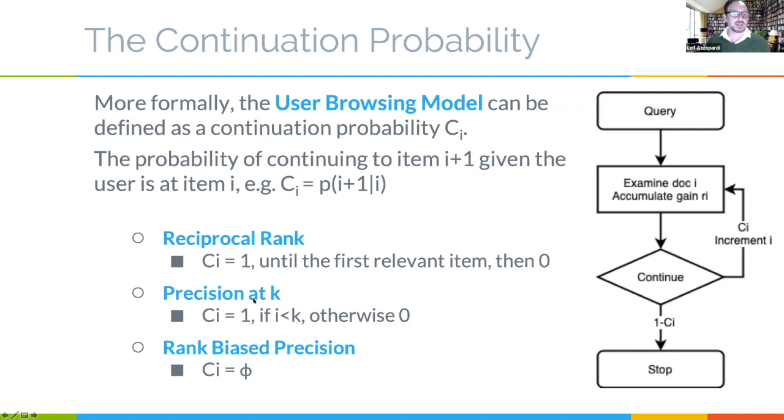Whereas, say, for Ian, he's a precision at K kind of guy. He'll continue with probability 1 until he reaches his 5th item, K, and then it's 0. For rank-biased precision, Alistair's model, he will continue by flipping a coin, and if theta comes up, he will continue. Otherwise, he'll stop looking at items. And for pretty much all the metrics, like time-biased gain, discounted cumulative gain, average precision, we can create different continuation functions that represent the user continuing down the list or not.